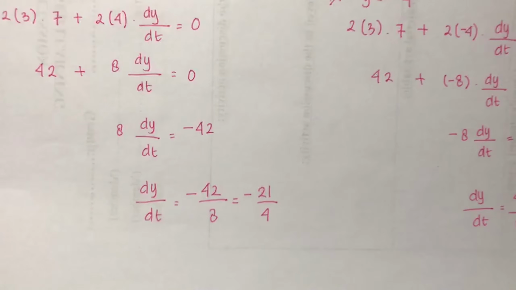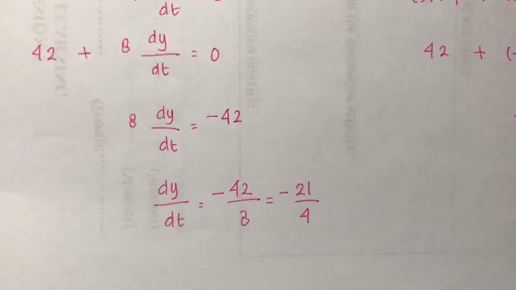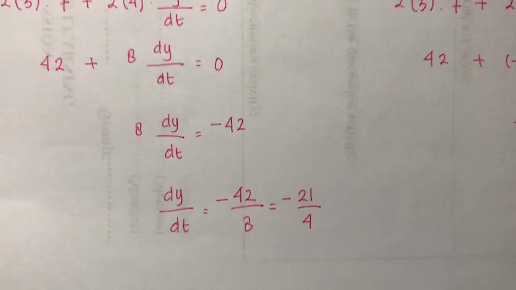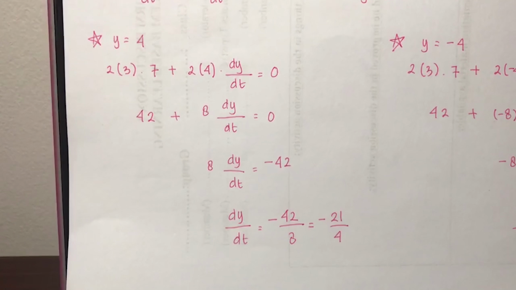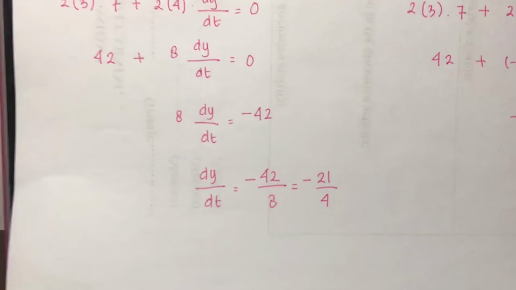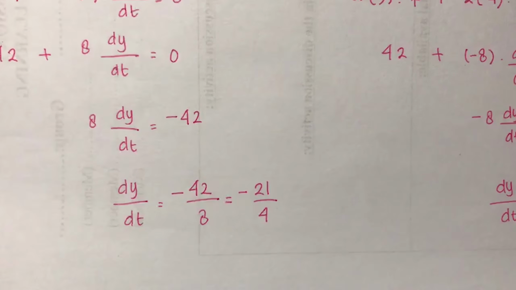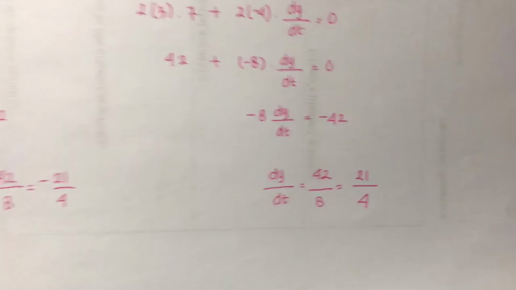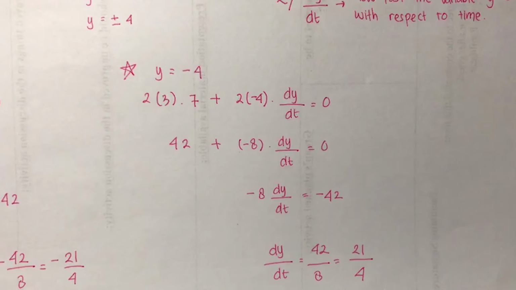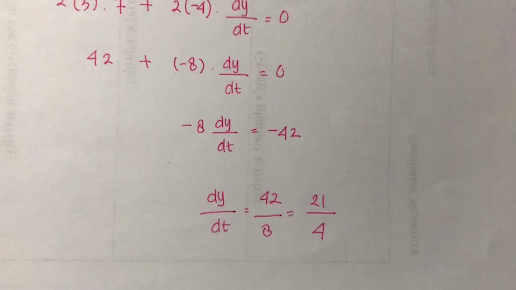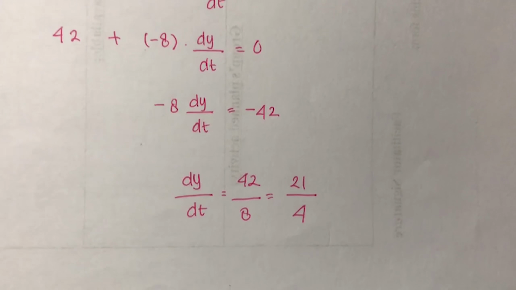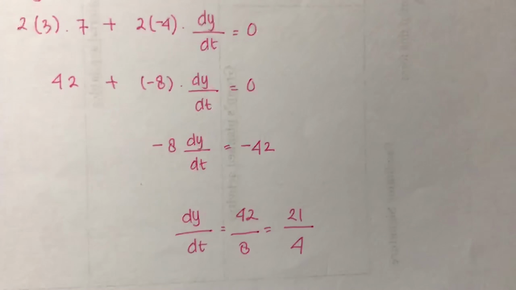And we can find this dy over dt. If y is equal to 4, the dy over dt will be minus 21 over 4, and if y is equal to minus 4, the dy over dt will be 21 over 4.